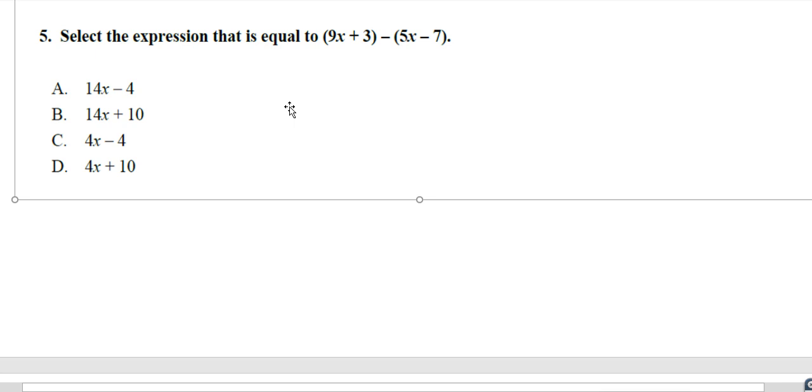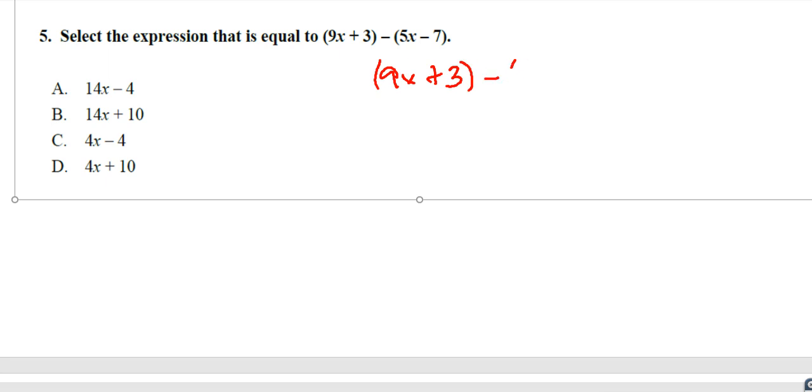So select the expression here that is equal to 9x plus 3 minus 5x minus 7. Well, then in this case, when you have an expression that has a subtraction sign on the outside, what I need to do is, as we normally do, keep, change, and flip the signs of the expression.